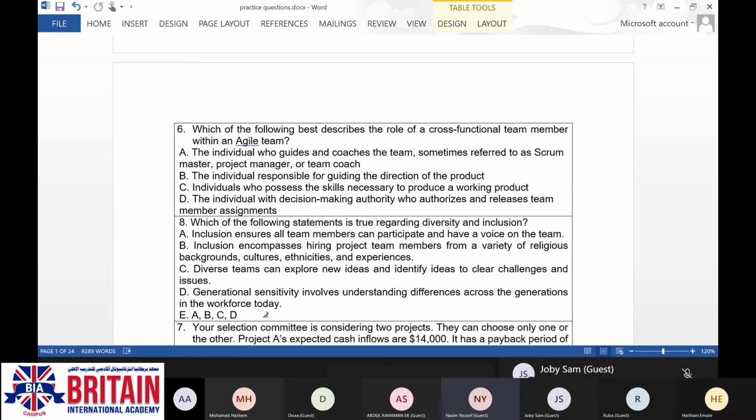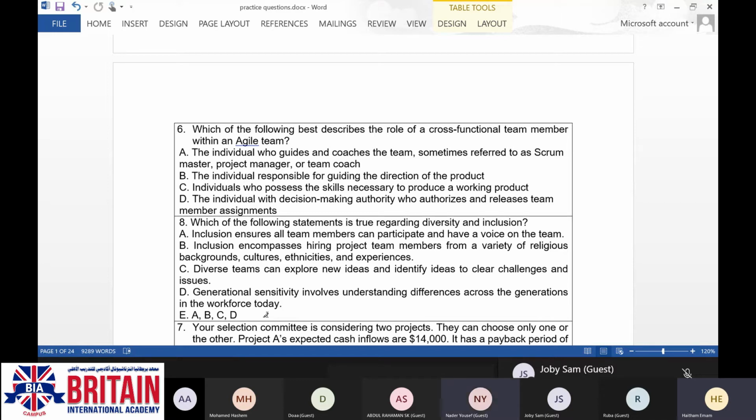Then the question: inclusion ensures all team members can participate and have a voice on the team. Then E, maybe it is workable now, because both B and C for me it's okay. Generational sensitivity involves understanding differences across the generations in the workforce today. Then E can work. So again, regardless, forget about the PMBOK for this part.